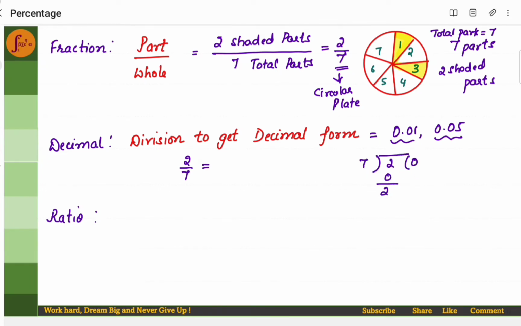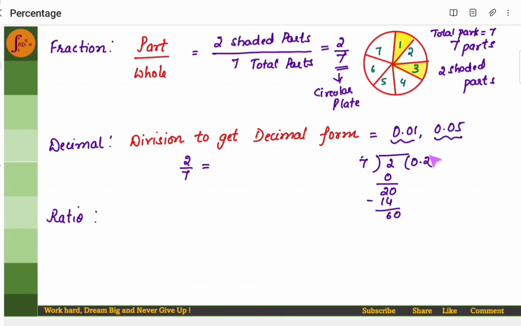You get 0, then 2. Now I put a decimal point because I can't get 2 from the 7 table. Can I get 2 from the 7 table? No. So I put a decimal point and put a 0 here. Now, how many times will it go? It will go 2 times. 7 2s are 14. I'll be left with 6. Now again, 6 doesn't go in the 7 table, so I'll put another 0 here. Because I put a decimal point, I can put a 0 here.